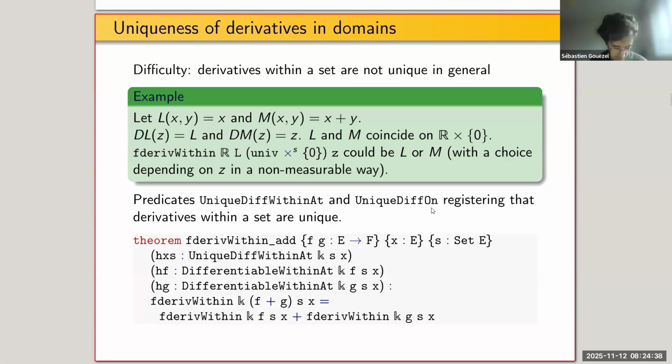And here is, for instance, the kind of theorem we can have. fderivWithin_add tells you that the derivative of f plus g within set S at the point x is the sum of the derivative of f and of g at the point x. And for this, you need assumptions. The assumptions you need are first that the functions f and g are differentiable within S at this point x, and also that the set S has unique derivatives at this point x. Otherwise, the theorem is just not true because I gave you a counterexample above.